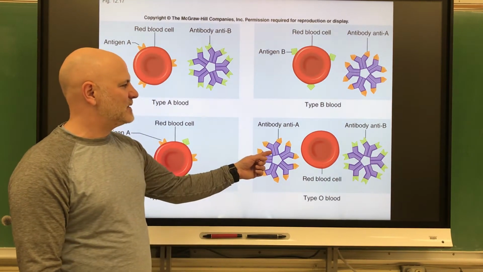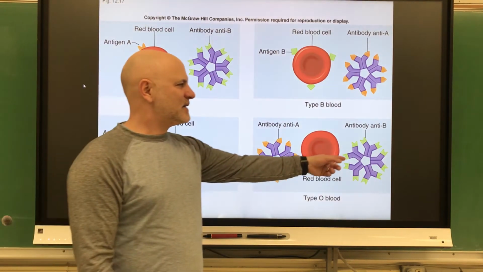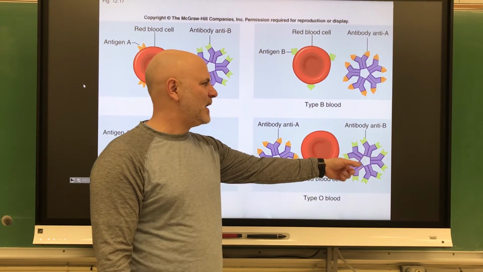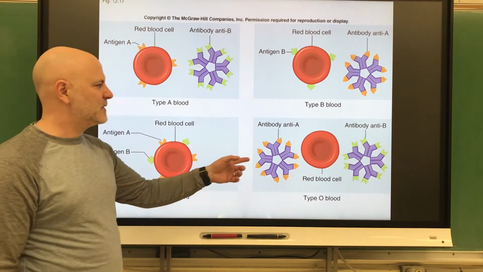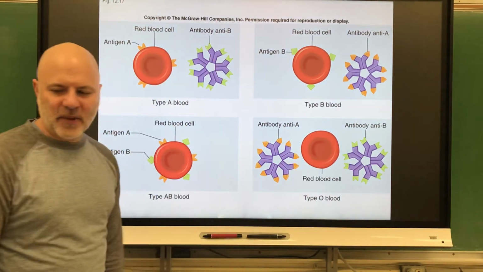All right? So O blood can donate to everybody, but they can only accept O blood because they can't accept A blood because they produce the anti-A antibody. They can't accept B blood because they produce the anti-B antibody. Well, they can't accept the AB blood either because they produce both the anti-A and anti-B antibodies.